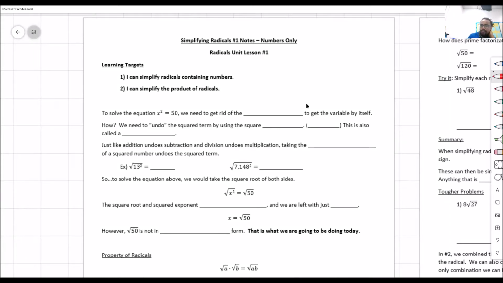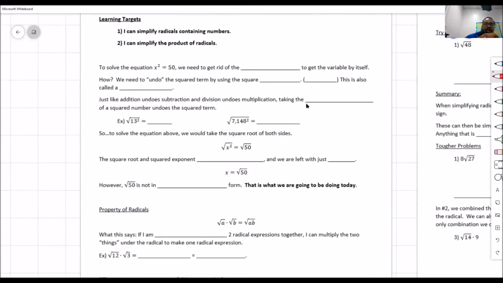Today we're looking at simplifying radicals, number one notes, numbers only. At the end of this video, you should be able to simplify radicals containing numbers, and you should be able to simplify the product of radicals. All right, let's start with the problem.